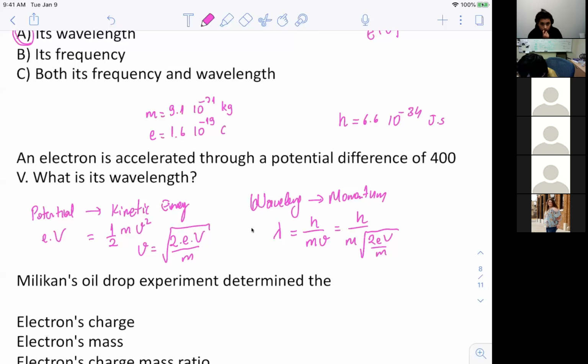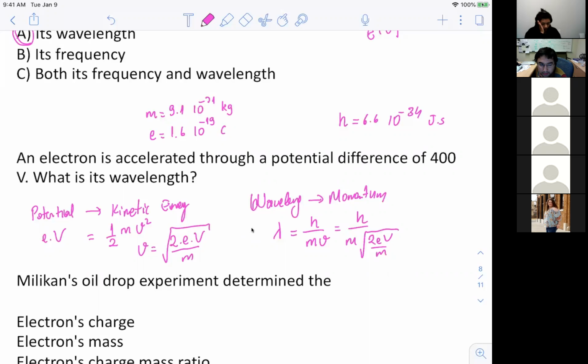I know I can do it, but I don't have a calculator with me. It will take some time. So if you guys are fine, I can skip this part. You will just plug it into the calculator.